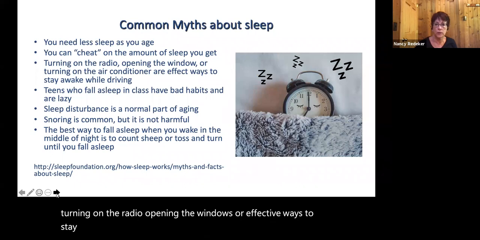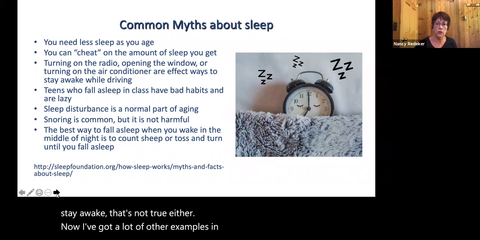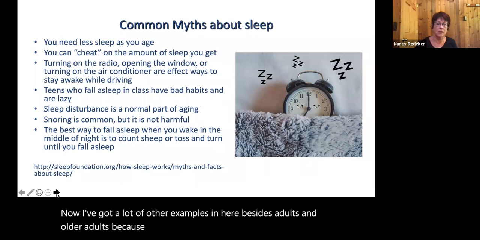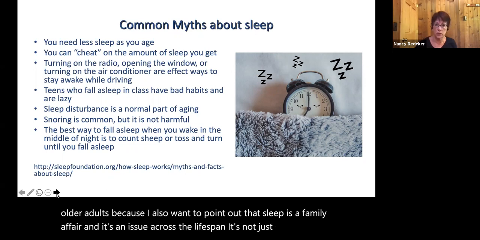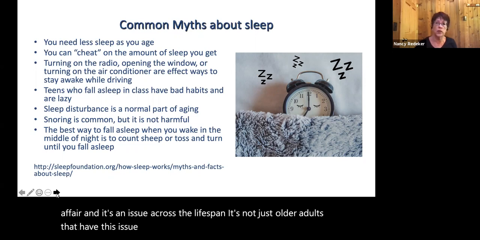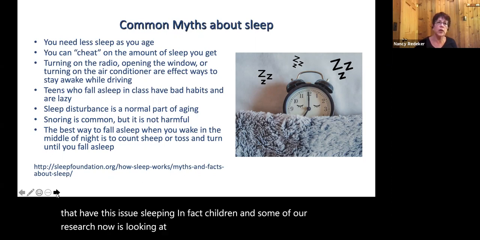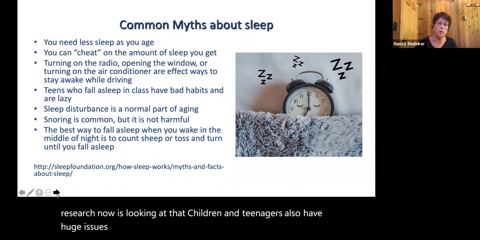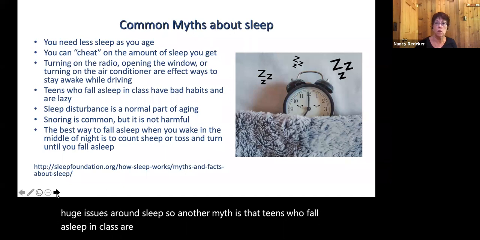That's not true either. Now, I've got a lot of other examples in here besides adults and older adults, because I also want to point out that sleep is a family affair and it's an issue across the lifespan. It's not just older adults that have this issue sleeping. In fact, children, and some of our research now is looking at that. Children and teenagers also have huge issues around sleep. So another myth is that teens who fall asleep in class have bad habits or are lazy. In fact, that's not true.